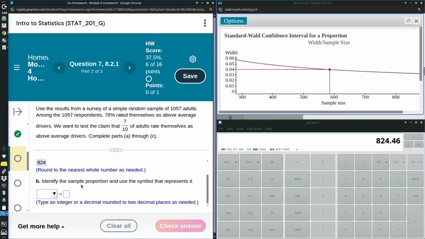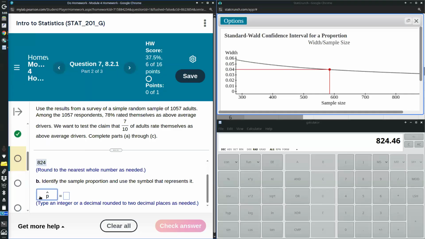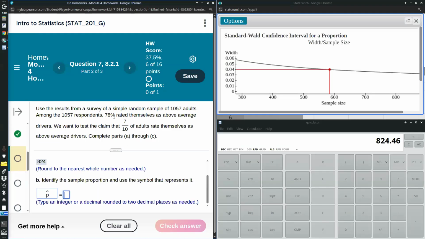And then identify the sample proportion and use the symbol to represent it. The sample proportion is going to be p hat. P with the little caret on top is the sample proportion. And the thing that represents it from the sample was the 78%. So that's 0.78.